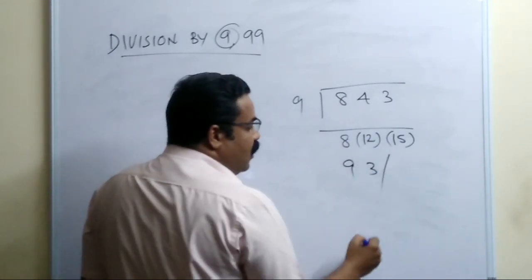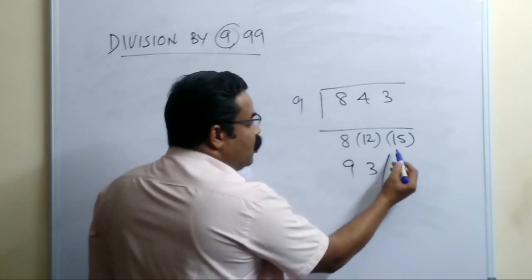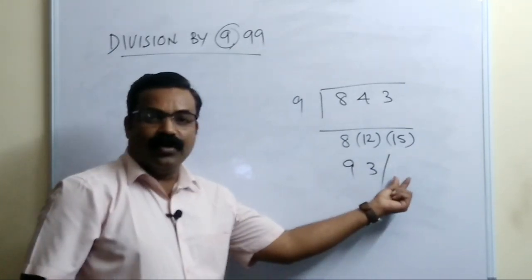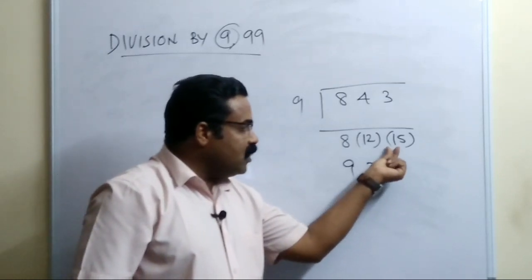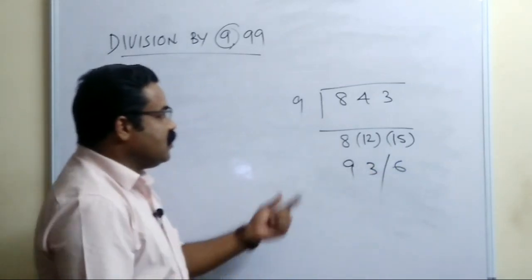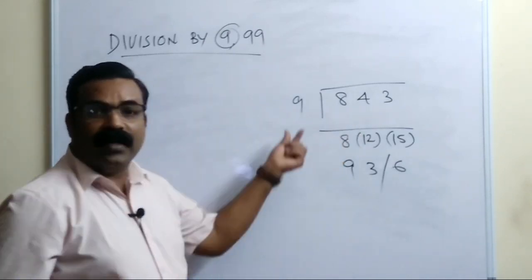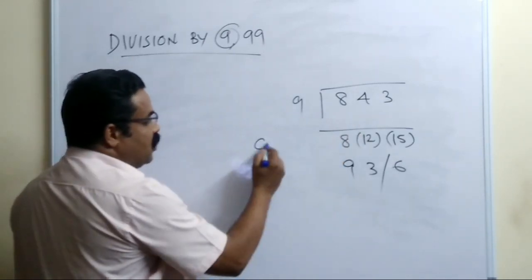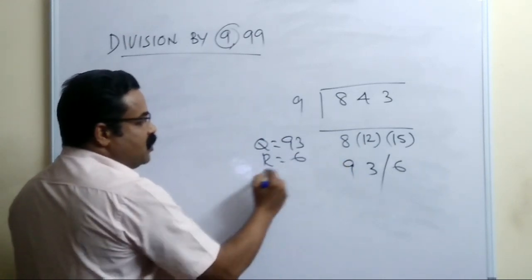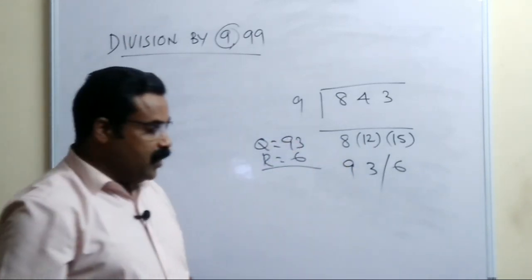And finally, to get the remainder, you have to add the digits in the last bracket. So 1 plus 5, 6. So what is the answer? When you divide 843 by 9, you will be getting quotient equal to 93 and remainder equal to 6. You can check it. This will be the correct answer.